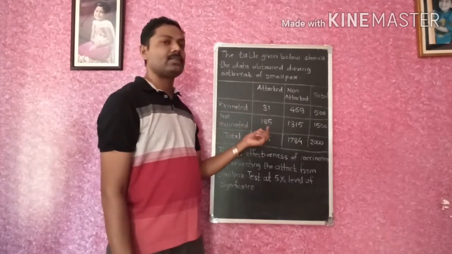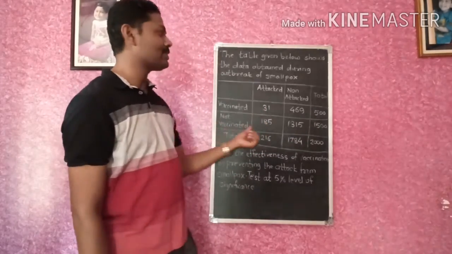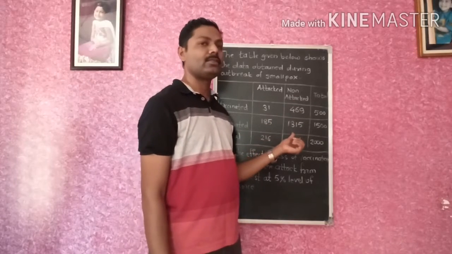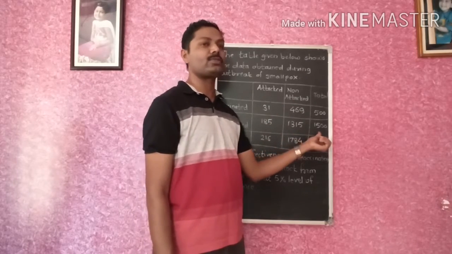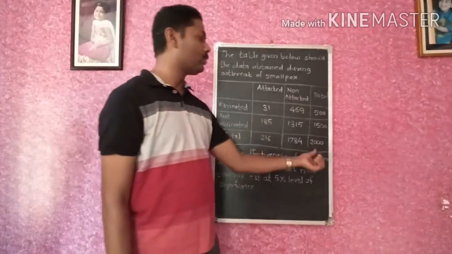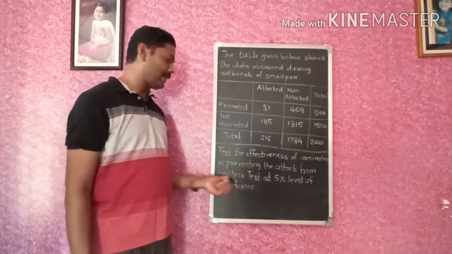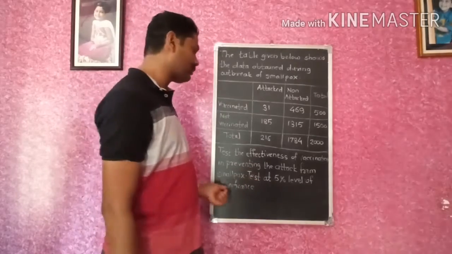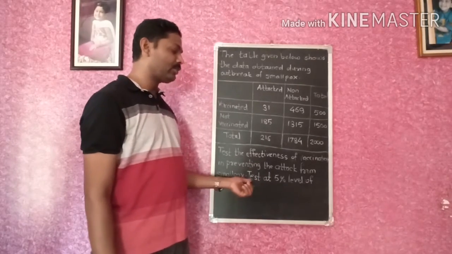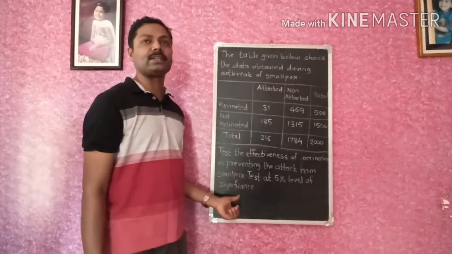Non-vaccinated attacked 185. Non-vaccinated non-attacked 1315. Total is 1500. So the grand total is 2000. We have to test the effectiveness of vaccination in preventing the attack from smallpox, and we have to test at the 5% level of significance.